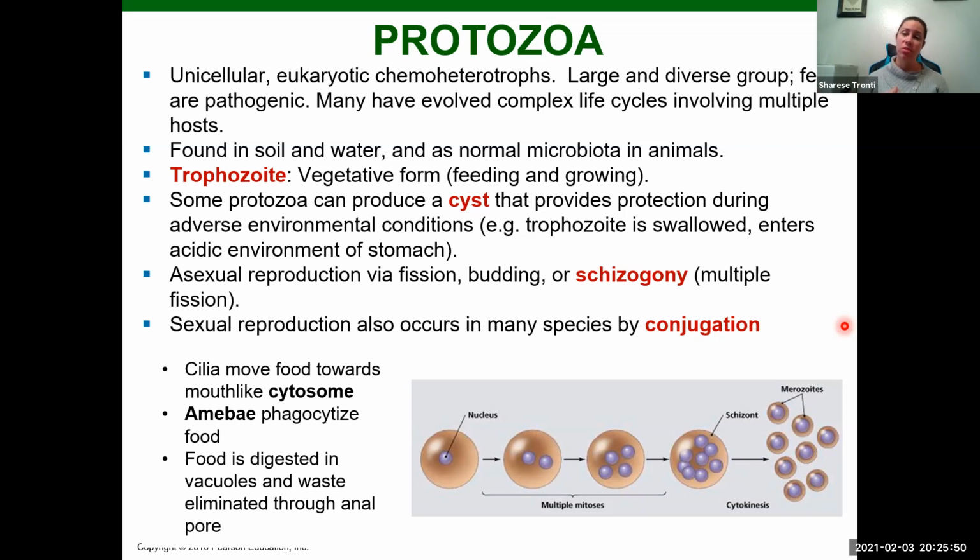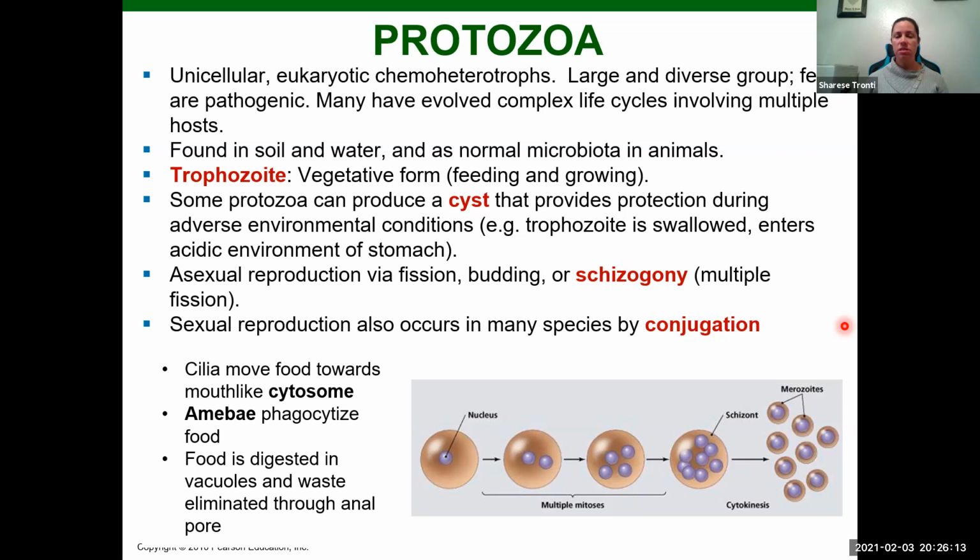So they're ingested, they produce cysts, so they survive in the stomach, which allows them to reach the intestine, where they will turn back into trophozoites and then be able to reproduce. They can reproduce through asexual reproduction. So they can do fission or budding or schizogony.